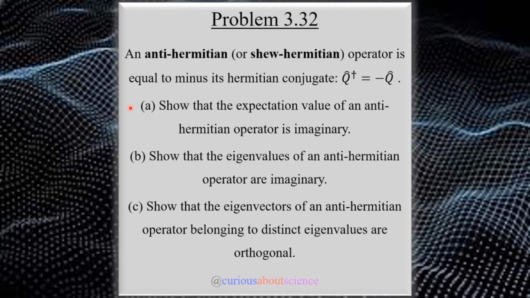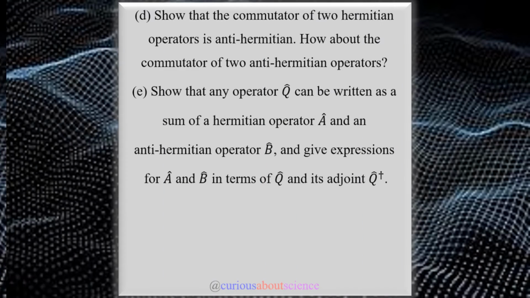anti-Hermitian operators. So we want to show that the expectation value of an anti-Hermitian operator is imaginary. That'll be useful later. B, we want to show that the eigenvalues of an anti-Hermitian operator are also imaginary. C, show that the eigenvectors of an anti-Hermitian operator belonging to distinct eigenvalues are orthogonal. That'll be fun. Part D then, show that the commutator of two Hermitian operators is also anti-Hermitian. How about the commutator of two anti-Hermitian operators?